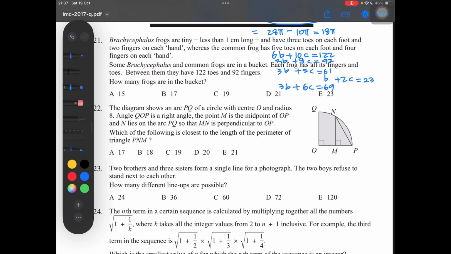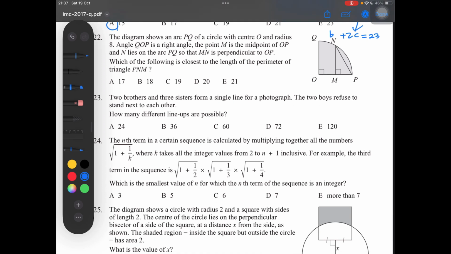So now we don't need this anymore. So, oops. When I calculate it, C equals 8. When C equals 8, B equals 16, 7. So altogether 15.